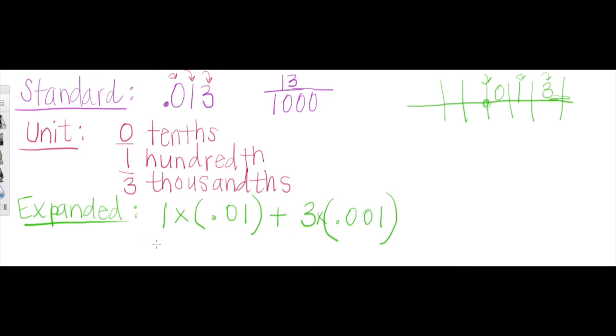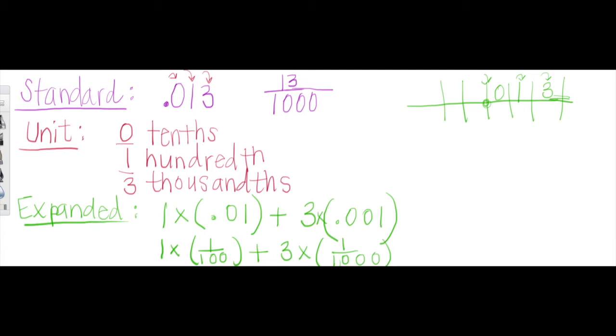Now we can do our fraction form. It's your choice whether you prefer decimals or fractions. So the way that this will look in fraction form is 1 copy of 1 hundredth plus 3 copies of 1 thousandth. So we have our decimal form and our fraction form of expanded form.